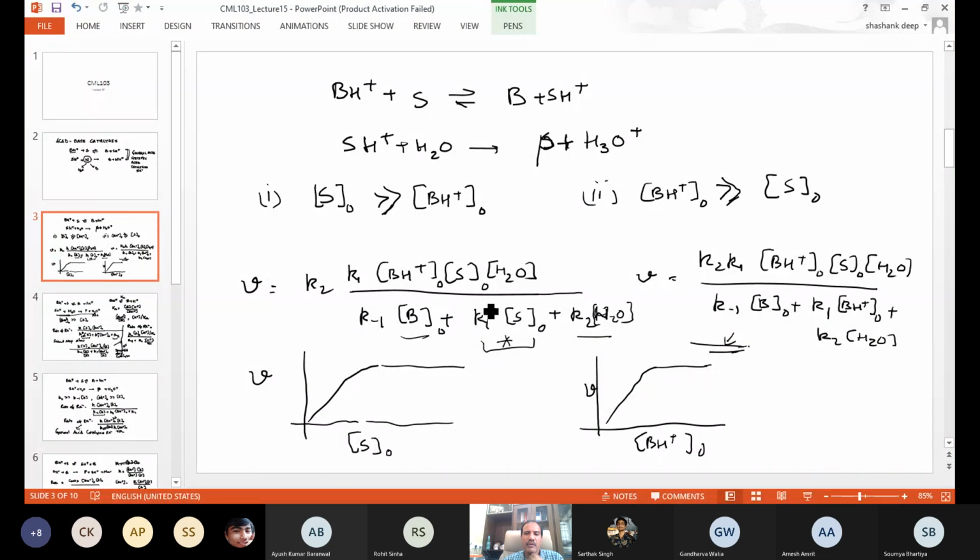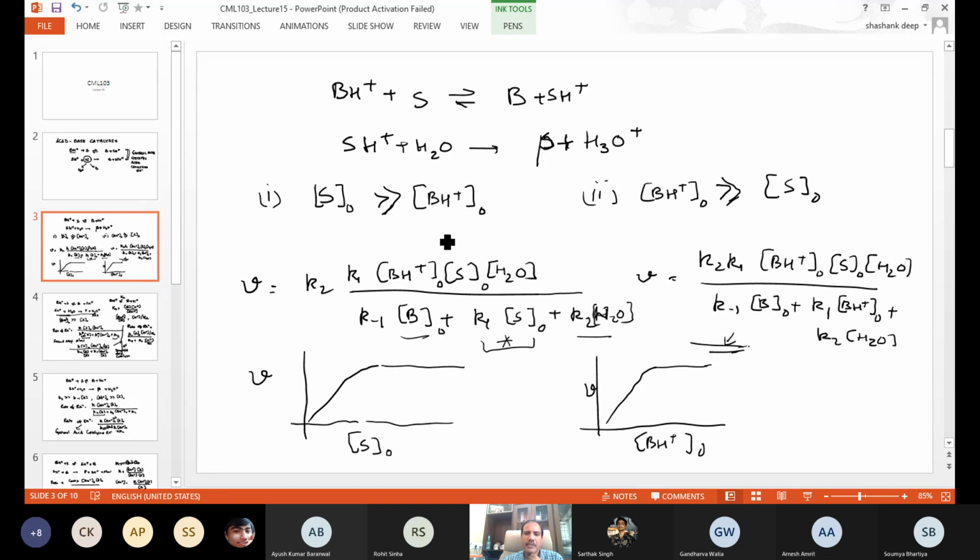So please keep this in mind. It is a bit confusing, but just think about that excess concentration we are comparing with BH plus naught. S naught is compared with BH plus naught, but S naught itself can be smaller. Here we are comparing S naught concentration with itself, not with BH plus naught.